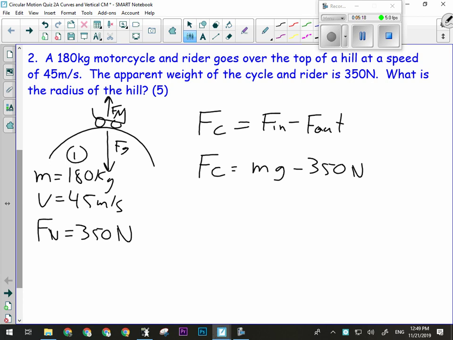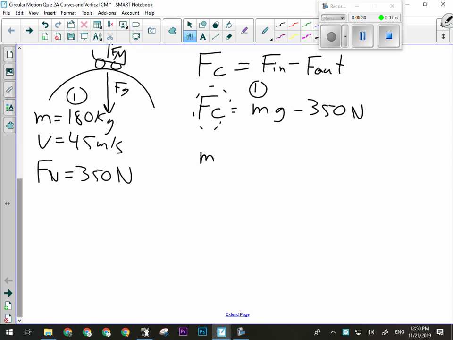Now, I want to find the radius of the hill. That's going to be part of this. So we'll give them a mark if they've got something about forces in minus forces out. Maybe they had Fg minus Fn, something like that. Give them a mark for that. So what we're going to have is mv squared over r equals m times g minus 350 newtons.